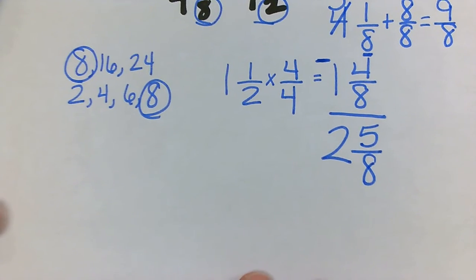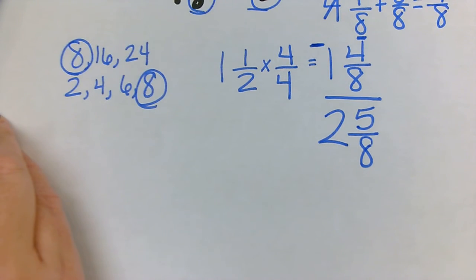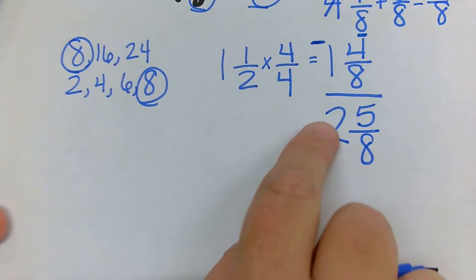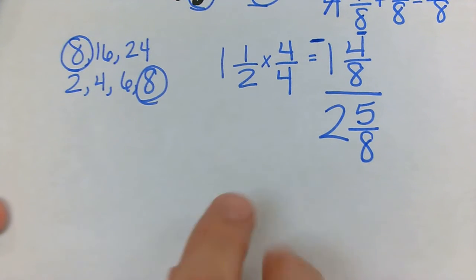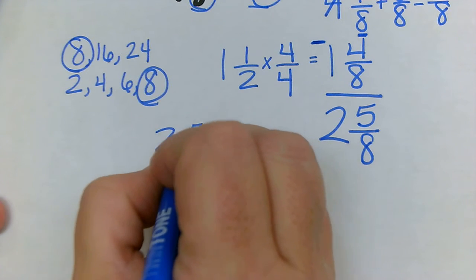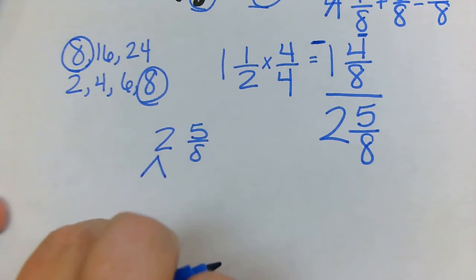Now remember, we talked about how I'm not going to be able to put this on the bubble. I'm not going to be able to put this on my testing sheet like this because I have to put it in as an improper fraction. So I'm going to change this to an improper fraction. To change this into an improper fraction, I'm just going to pull out those whole numbers. I'm going to make them into fraction form.